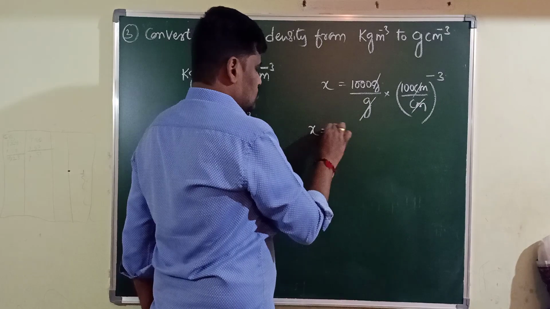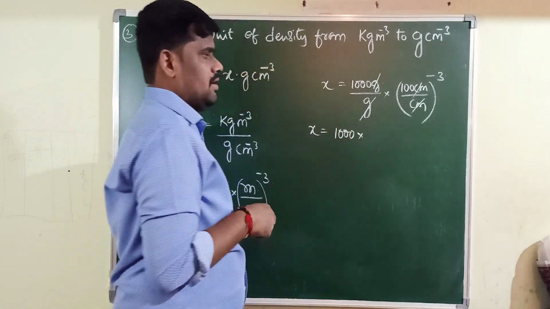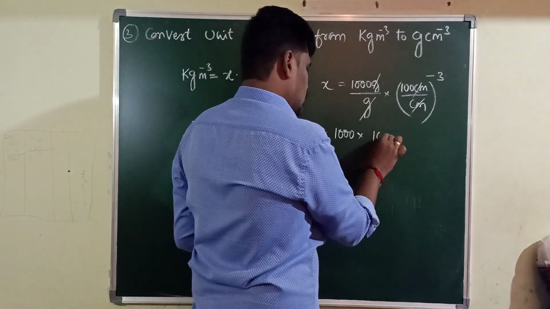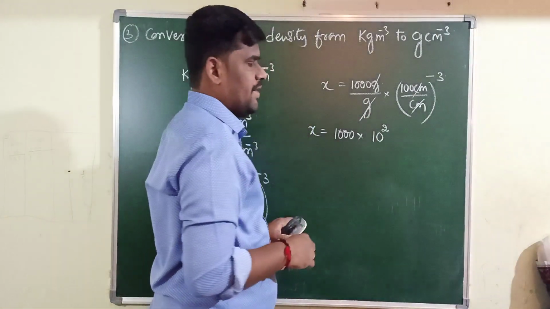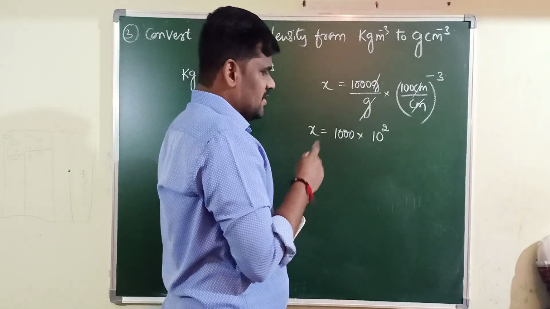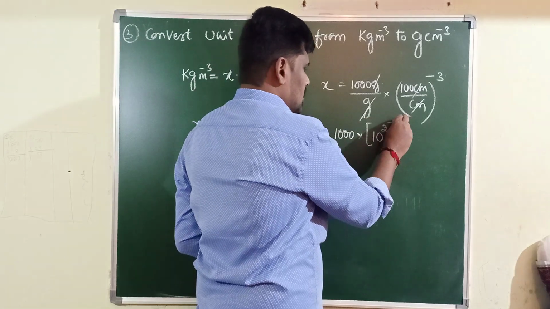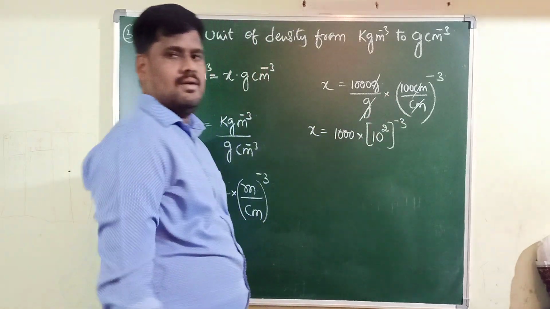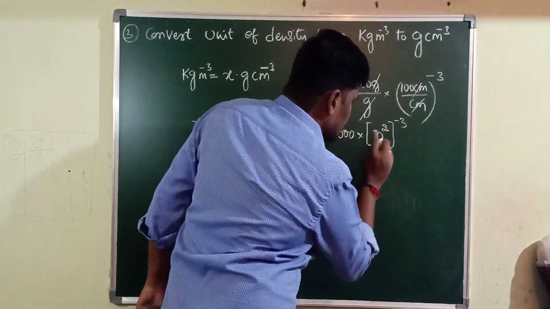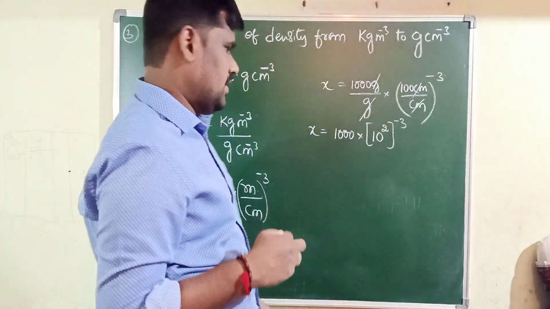x equals 1000 multiplied by 100, which can be written as 10 power 2. 10 into 10 is 100. 100 can be written as 10 power 2 here, whole power minus 3. Are you getting my point? I have written 100 as 10 to the power 2, but the whole power I have is minus 3.